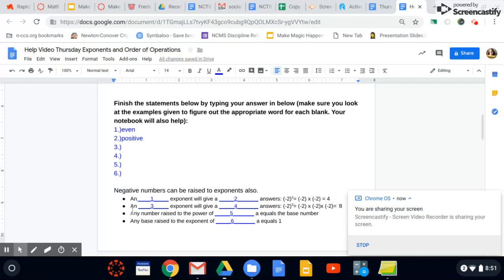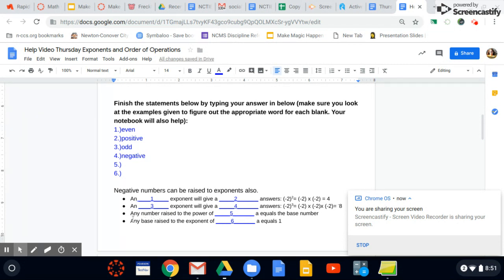Then if I move to the next one, it says a blank exponent will give me a blank answer. If I look at the exponent in this given example, it's a 3. A 3 is an odd number. So I would say an odd exponent will give me a blank kind of an answer. If I look at the answer there, it's -8. So an odd exponent gives me a negative answer.